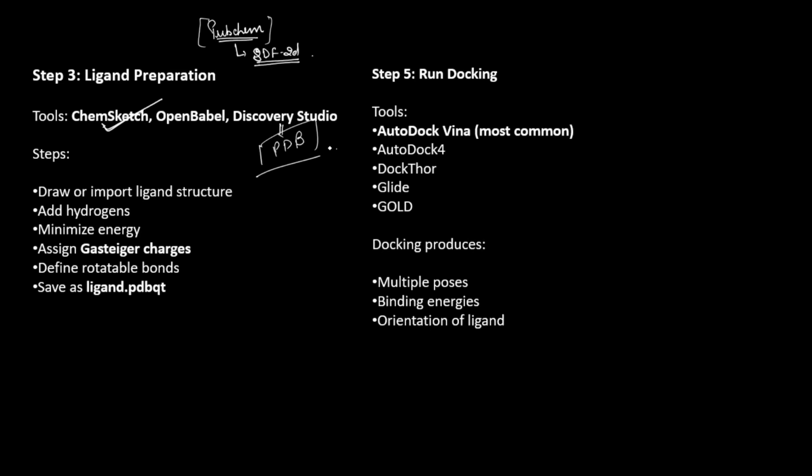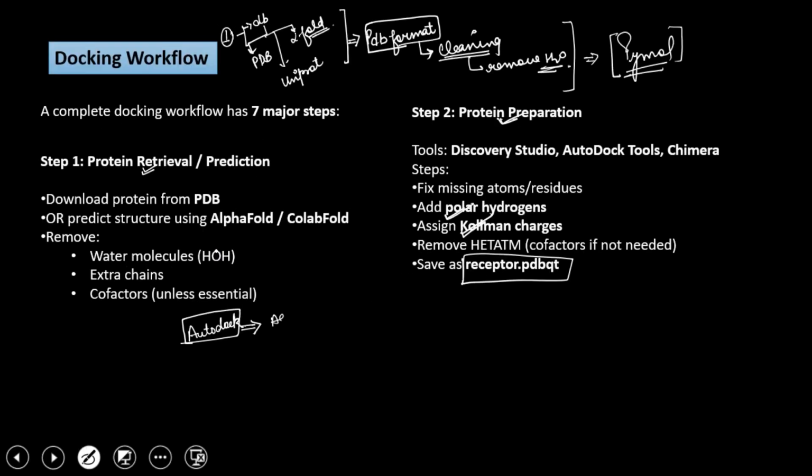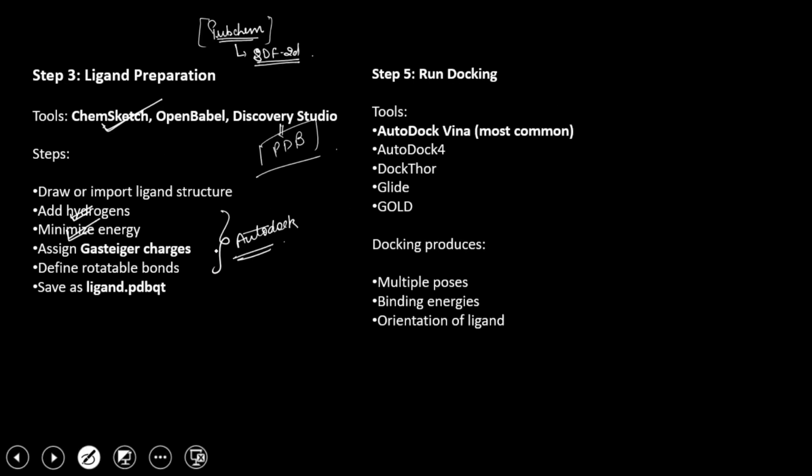After downloading this ligand, we prepare it. For preparing the ligand, first we add the hydrogens, then minimize the energy. If we perform the molecular docking with PyRx Vina, then assign the Gasteiger charges, define the rotatable bonds, and finally convert the ligand into the PDBQT format. Now our ligand is prepared, as well as our protein. Then we move to the docking portion.